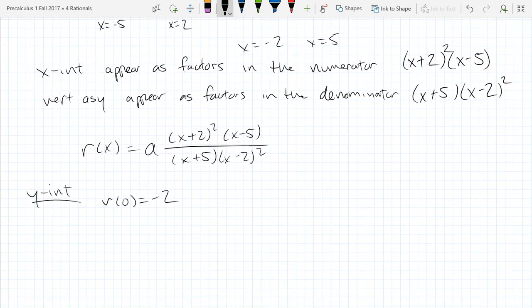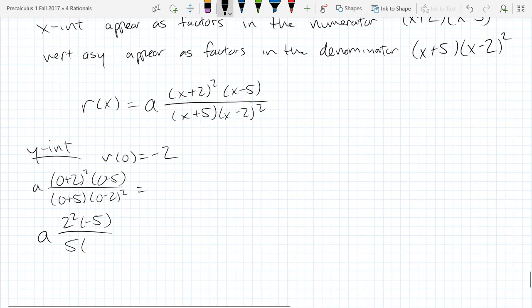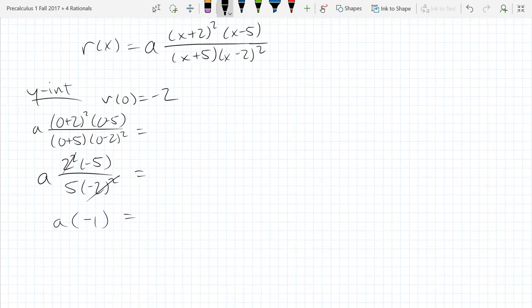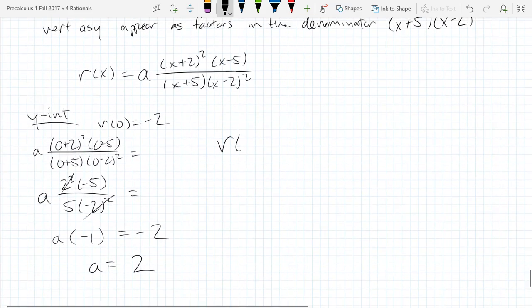And now we'll plug in 0 into this expression. So we got 0 plus 2 squared times 0 minus 5 divided by 0 plus 5 times 0 minus 2 squared. So we got 2 squared times negative 5 over 5, negative 2 squared. So 2 squared cancels the negative 2 squared. What do these 5s cancel out to? Negative 1. So there's going to be negative 1a equals negative 2. So you can tell that a equals a regular 2. So we think this is our rational function.